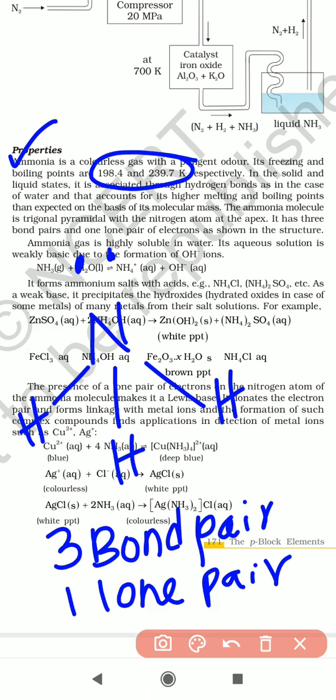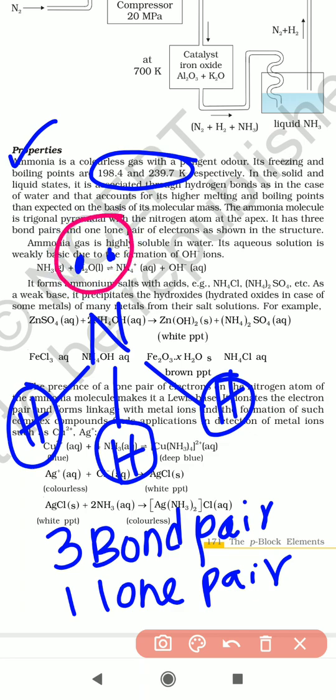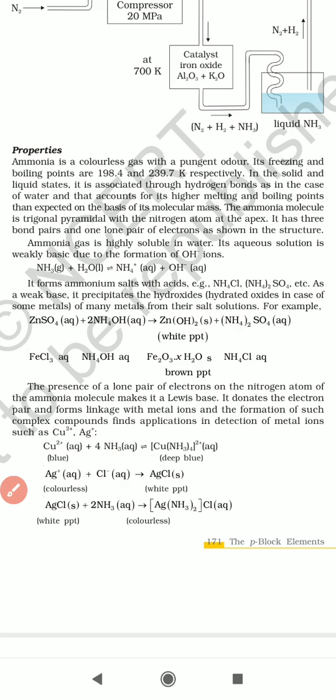So 3 bond pairs and 1 lone pair of electrons are present in the ammonia molecule. The lone pair of electrons should be placed at the apex of the nitrogen, at the top of the nitrogen atom. So this is the ammonia molecule geometry: the 3 bond pairs of electrons are here, and the 1 lone pair of electrons is placed at the top of the nitrogen.